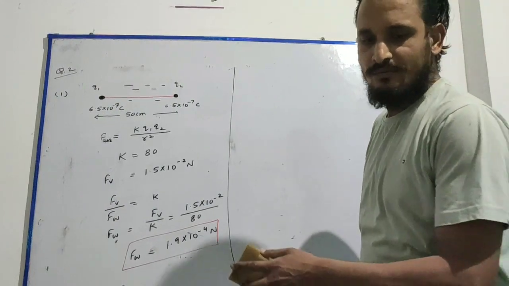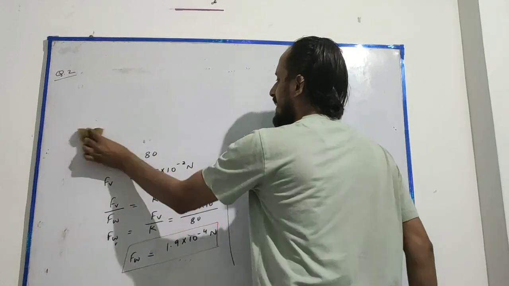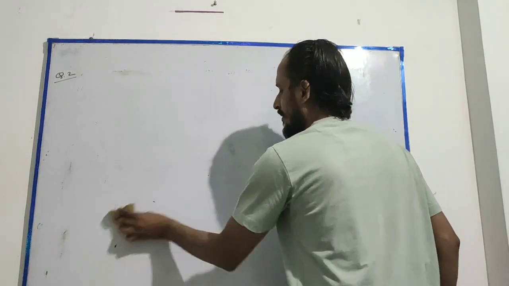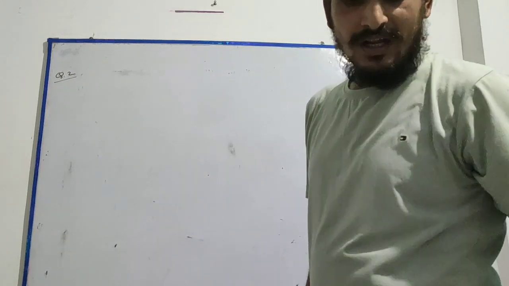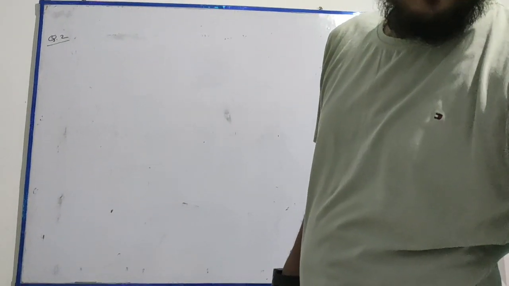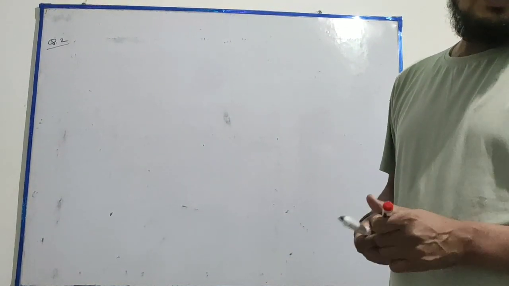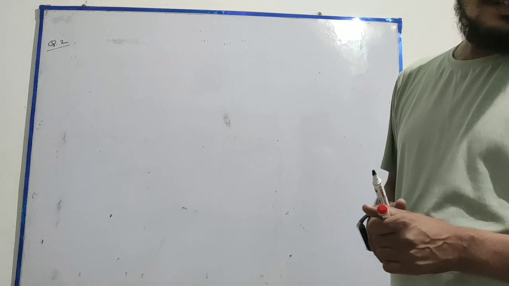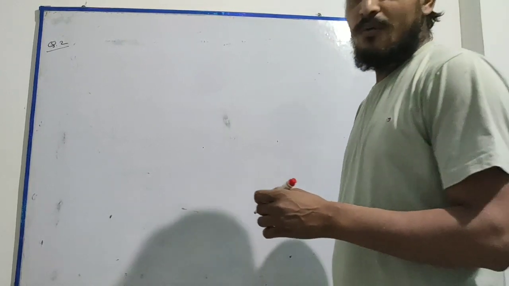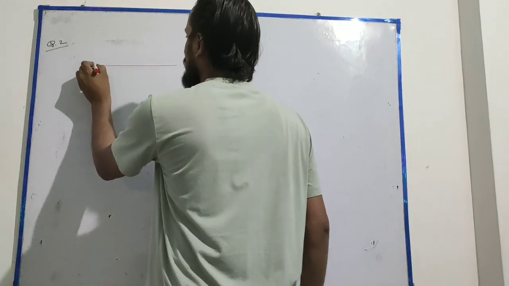Now we'll see question number 3, the third numerical problem. All the numerical problems are related to the vector form of Coulomb's law. The third question is very simple. Two identical spheres having charges of opposite sign attract each other with a force of 0.108 Newton.